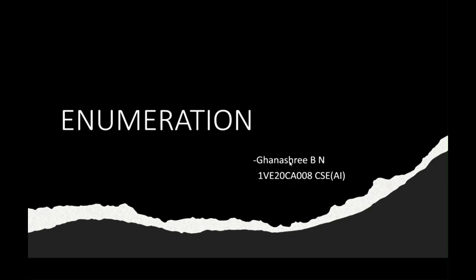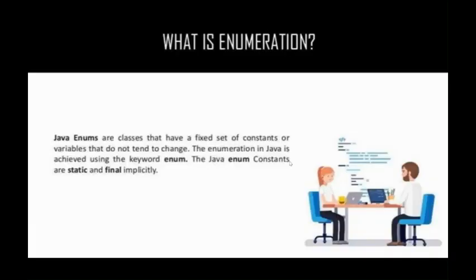Today we will be learning about enumeration. What is enumeration? Java enums are classes that have a fixed set of constants or variables that do not tend to change. The enumeration in Java is achieved using the keyword enum.